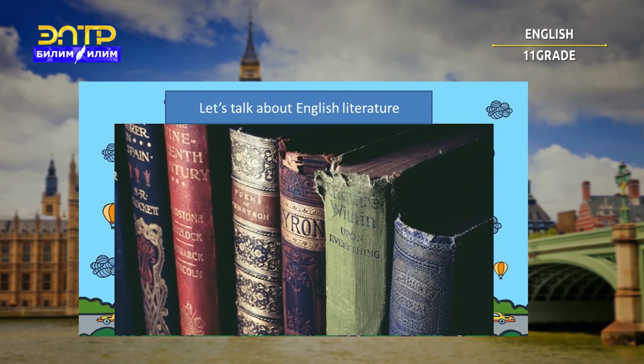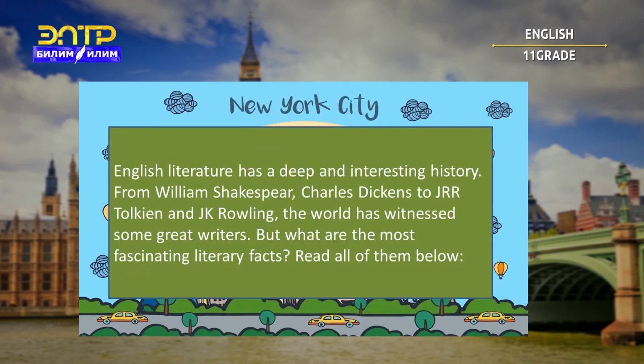Let's talk about English literature. English literature has a deep and interesting history. From William Shakespeare and Charles Dickens to Tolkien and Rowling, the world has witnessed some great writers. But what are the most fascinating literary facts? Read all of them below.